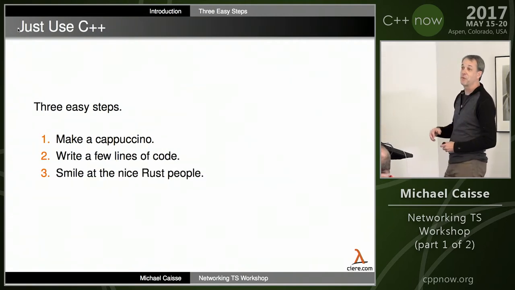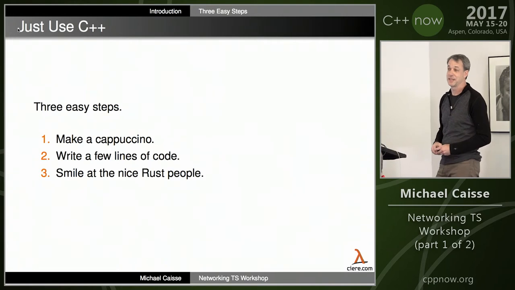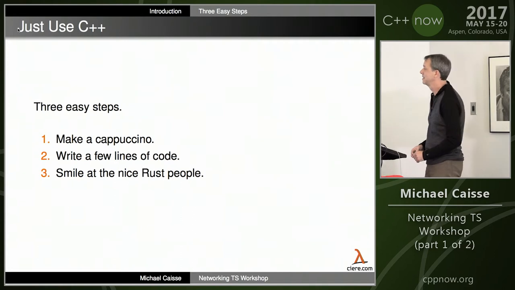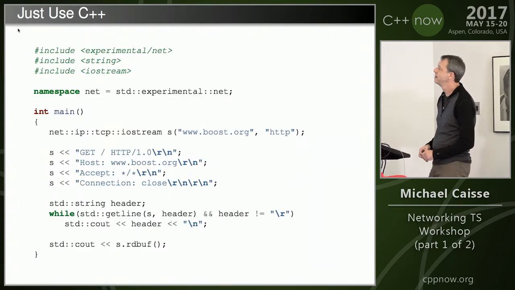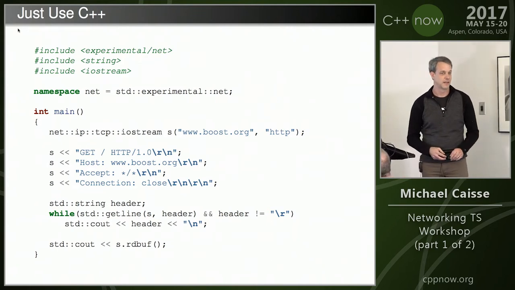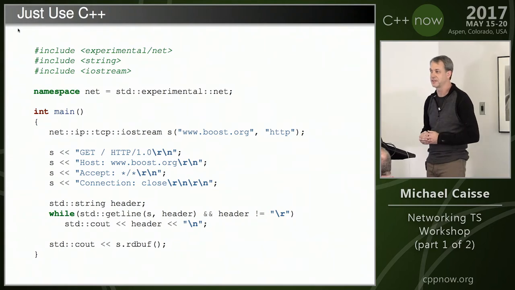But it just ends up that we can actually do 3 easy steps in C++. So we're going to make a cappuccino, and we're going to write a few lines of code, and then we're just going to smile at the Rust people because we're going to be really polite. All right, so here we go. More than 2 lines of code, but there are a few. And they're pretty simple. They fit on a slide, a small slide.